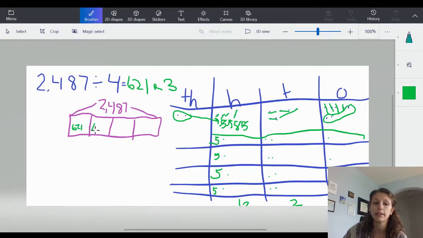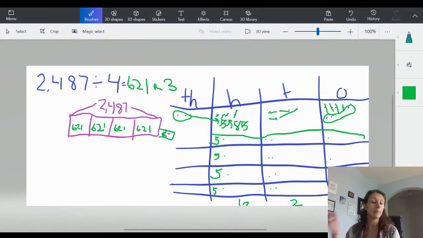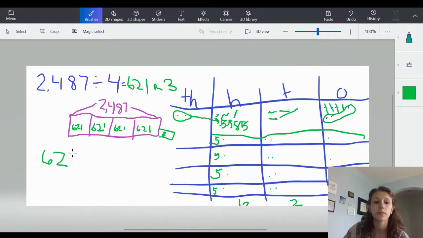Now looking at our chart, we could put this. Here's our 621, our 621, our 621, and our 621 with our remainder of 3 out to the side. Now again, I remember that division and multiplication are inverse operations, so I can use multiplication to help check my division. So if I have 621 and I multiply it by 4, I'm just going the inverse of my tape diagrams. Now I have four groups of 621 that I'm going to combine.